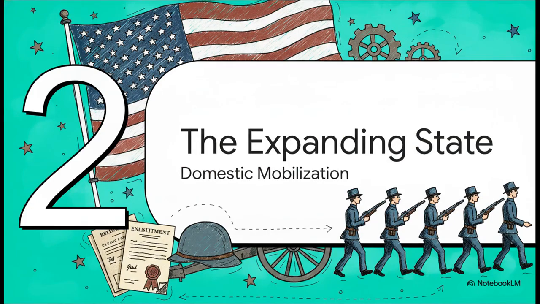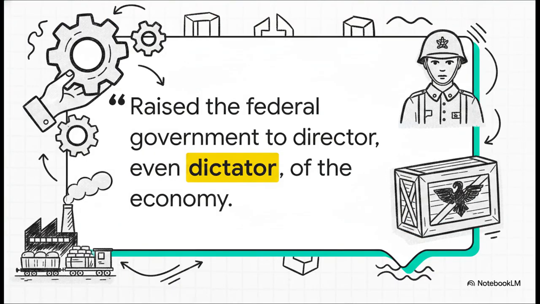Moving on to part two, the expanding state, domestic mobilization. So, when the U.S. finally enters the war in 1917, they suddenly have to build an army of 5 million men. Think about that for a second. Now, a really common misconception is that the U.S. economy has just always been this strictly free market system. But this war, it required totally abandoning those laissez-faire, hands-off precepts. To equip and feed millions of soldiers, the federal government had to step in with unprecedented regulatory powers. They took control of the economy in a way that had literally never been seen before in American history.